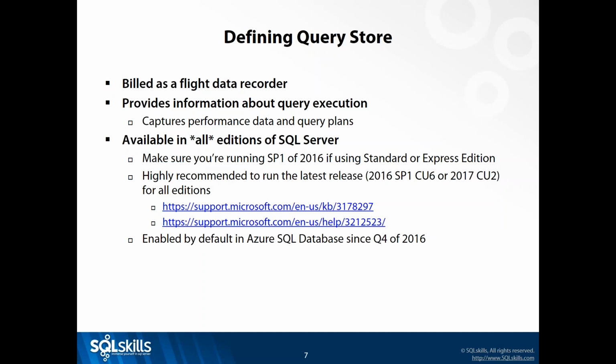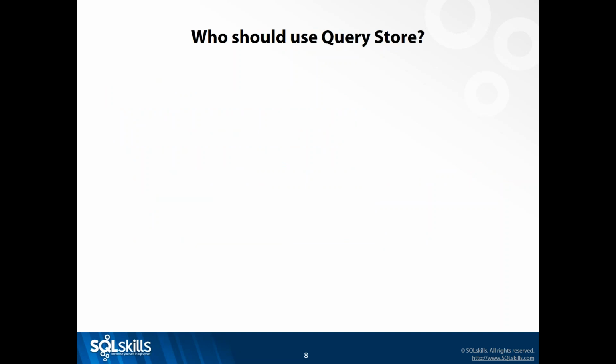2017 was Cumulative Update 4 that came out last month. And there are a couple of fixes in Cumulative Update 4 related to Query Store. So it's always a good idea to be on the latest version when you can. And if you're running Azure SQL Database, Query Store has been enabled by default since the end of 2016, so for well over a year at this point.